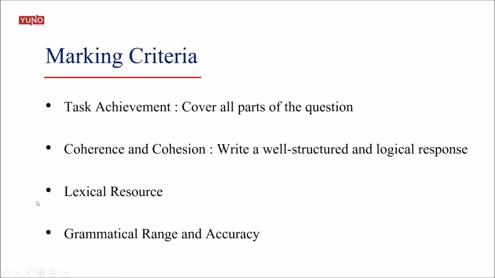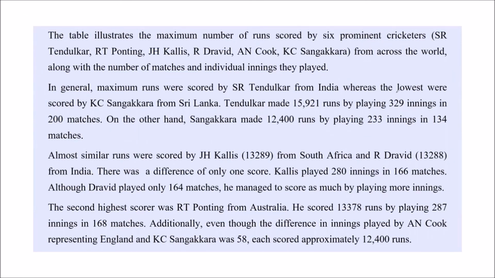Our next parameter is lexical resource. Lexical resource is your range of vocabulary. And grammatical range is your hold over grammar. The examiner checks your range of vocabulary and your range of grammar and how accurately you've used it while writing your response. You can see we've used a rich vocabulary here. Maximum number of runs, prominent, from across the world, lowest, almost similar, difference of, second highest, approximately. So you can see the vocabulary is not only rich, but also appropriate to the description of this table, right?